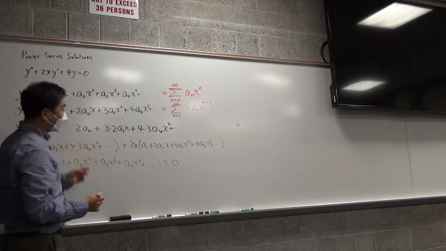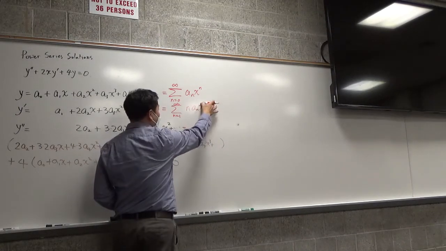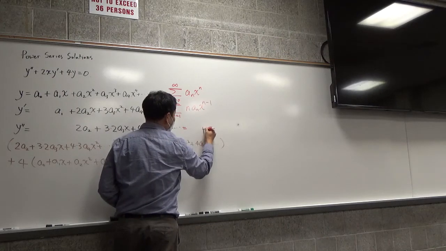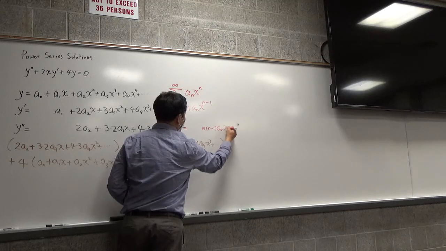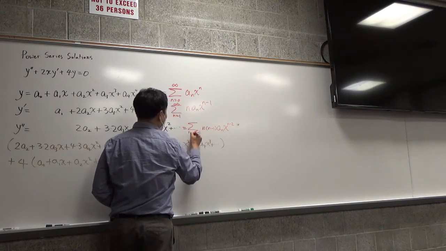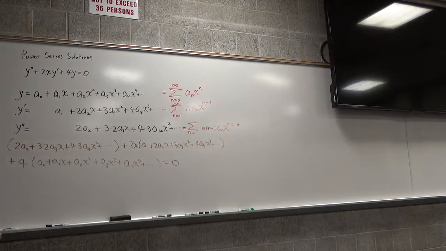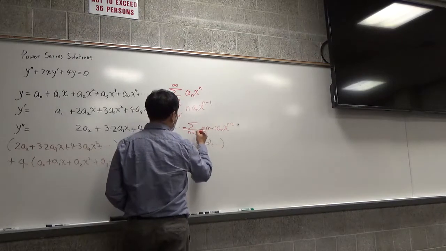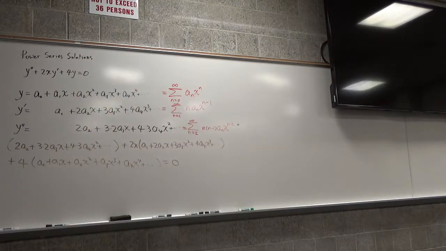All right, how about this one? Well, you differentiate this again. So n minus 1 comes down. So you have n times n minus 1, a_n, x to the n minus 2, summation of, what should n start from? 2. To infinity. Okay.